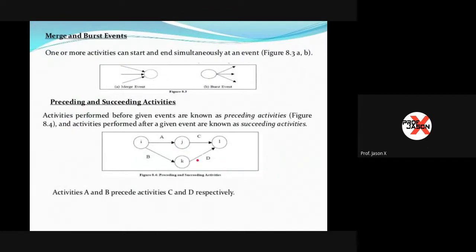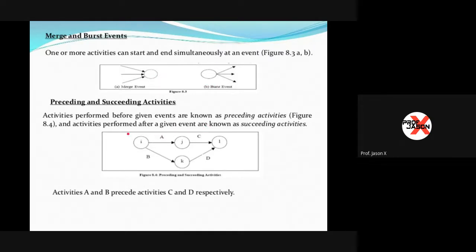And then we have merge and burst events, which refer to one or more activities that can start and end simultaneously at an event. These are represented by figures 8.3 A and B, such as what we are seeing here. These are merge events, meaning all of the lines or nodes are pointing towards one letter or one number, one direction. And when you say burst events, there is one letter or number, and then multiple events are coming out of that letter or number. So here, as you can see in the image, these are the differences in the directions of the events, whether this is a merge or a burst event.